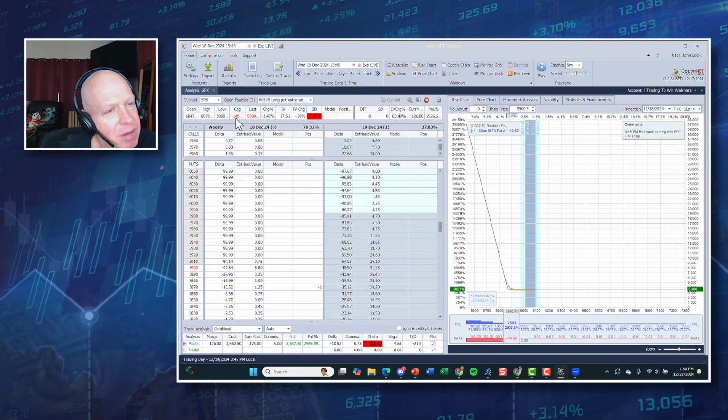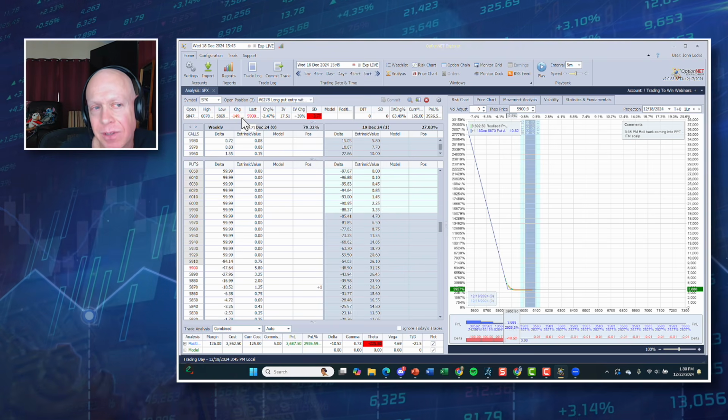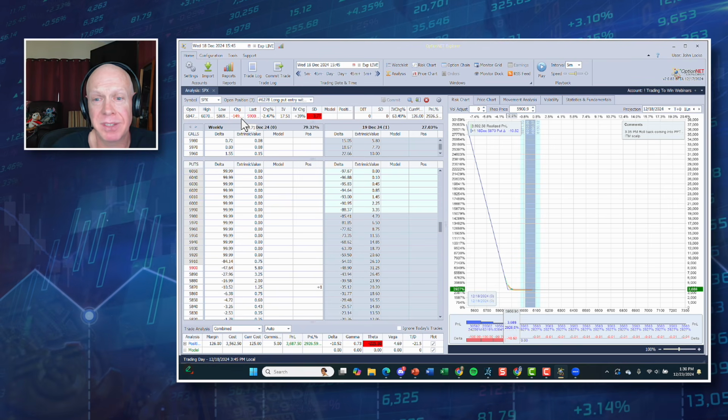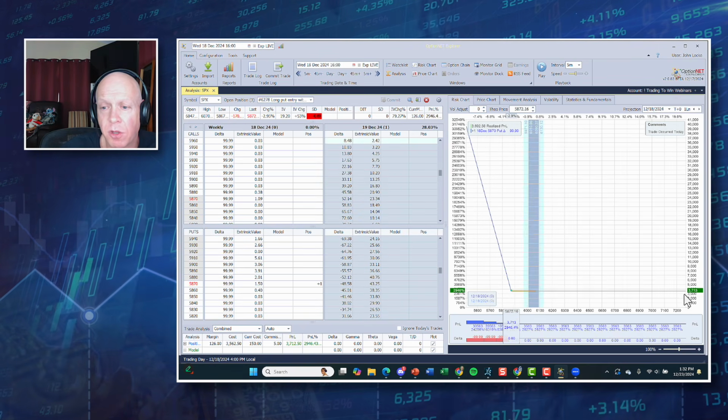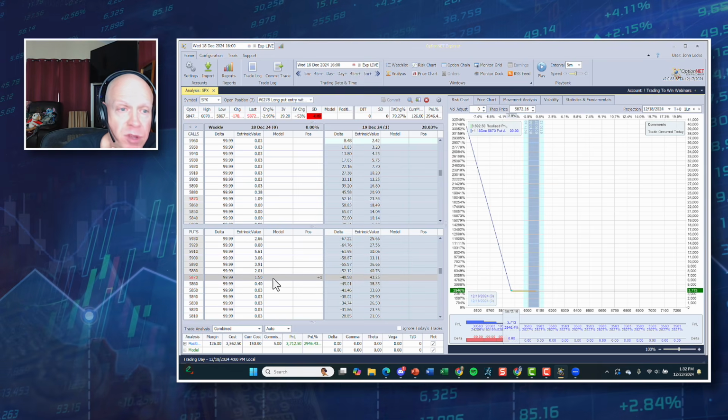I'd be hesitant to chase this too much with, like, if we were like 175 down, 200 down in the SPX, I'm kind of looking for a bounce. But you're looking at like a $3,700 gain, and again, on a very small amount of risk.